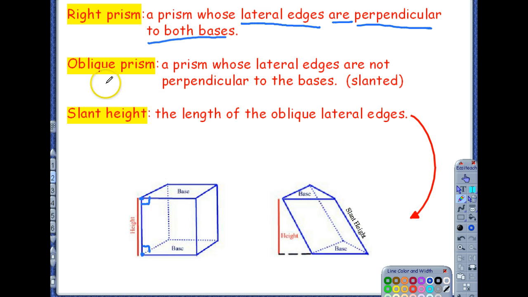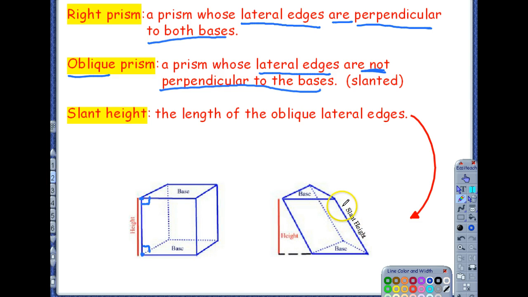Now, oblique is talking about when you have a prism whose lateral edges are not perpendicular to the bases. So just kind of the opposite. They're slanted. In class, I used to always show a slinky. A slinky stands straight up and down, but if you slide the top over a little, you start to see that oblique edge where it's a slant height.